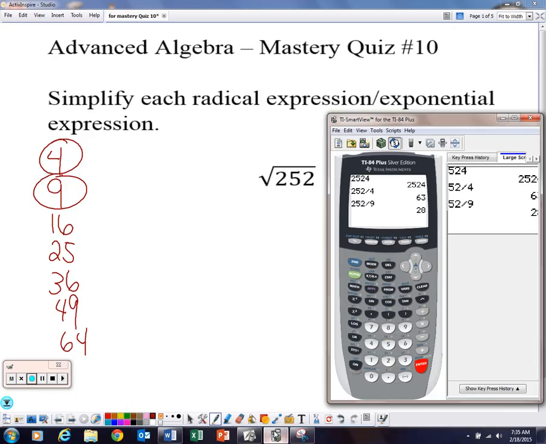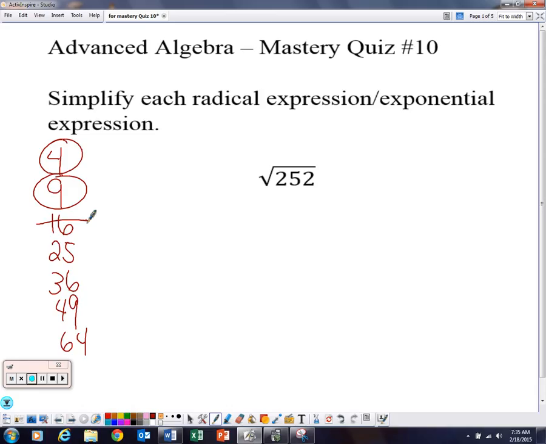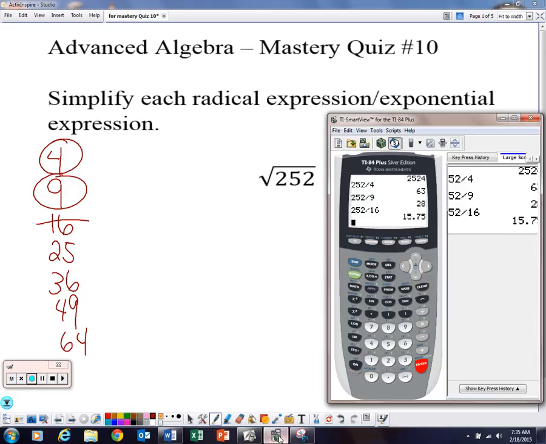All right, let's keep going. We'll try 16. 252 divided by 16. No, 252 divided by 16 does not work. The next one we need to try is 25, but I know that is not going to work because 25 only goes into numbers that end in 0 or 5. So let's try 36. 252 divided by 36.